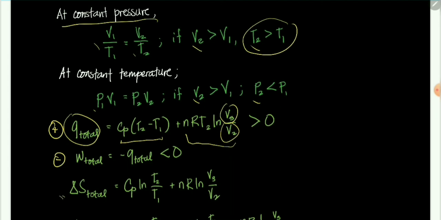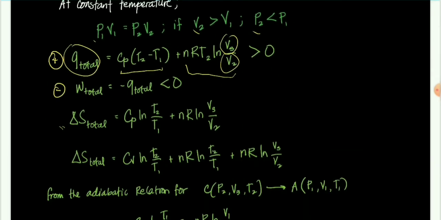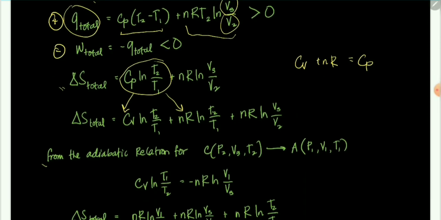What is the value of the S total given its terms CP ln T2 over T1 plus nR ln V3 over V2? We can break down CP ln T2 over T1 into CV ln T2 over T1 plus nR ln T2 over T1, because we have this equation CV plus nR is equal to CP. Now we can turn to the adiabatic relation for this particular step. This is the adiabatic step in your cycle, from V3 T2 back to P1 V1 T1, so it returns to the initial state.